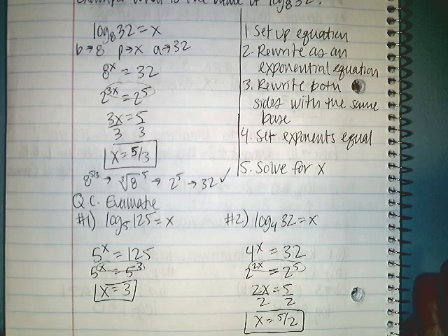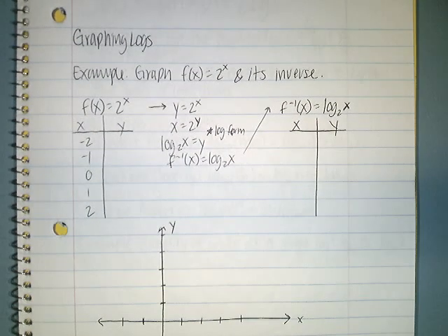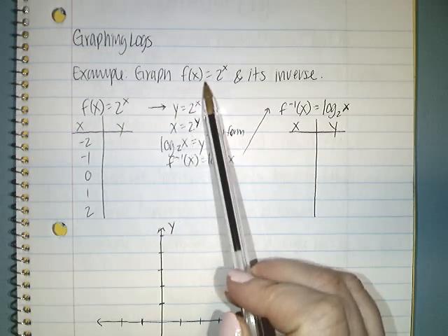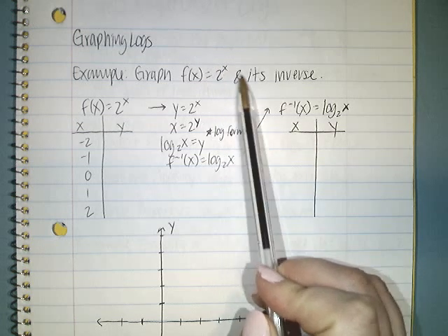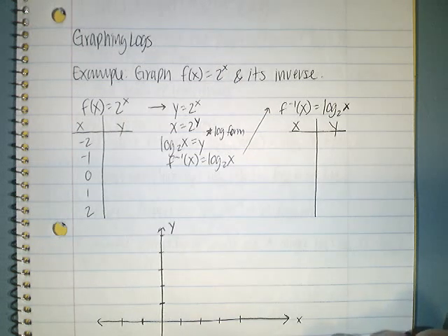All right, we're almost done with this set of notes, so I'm going to flip the page for the last thing I want to talk about. These notes were titled logs as inverses, and I want to connect that in a way that may make more intuitive sense to people in a different way. And that's with graphing. I want us to graph f of x equals 2 to the x and its inverse. So we're going to start by making a table for the exponential function.